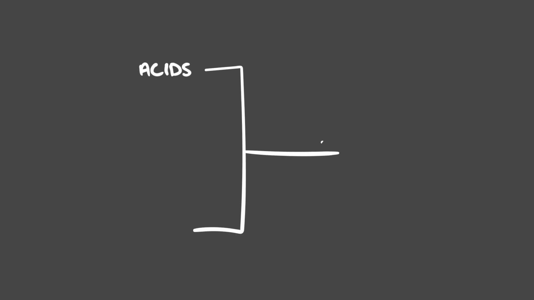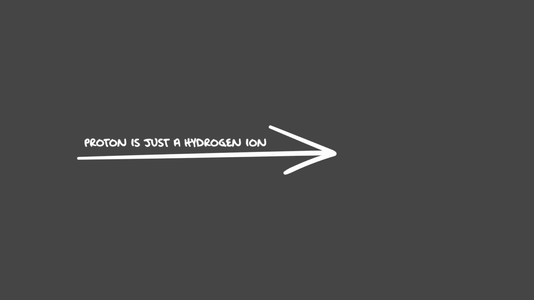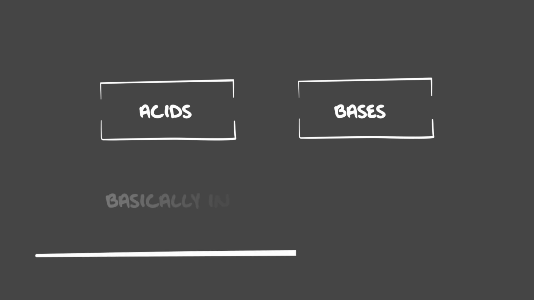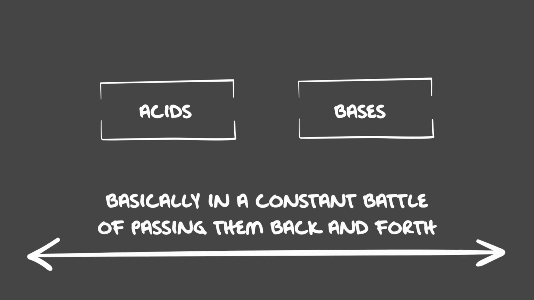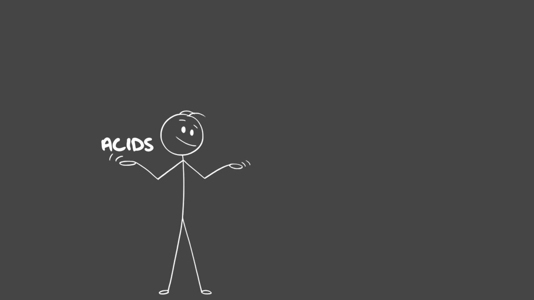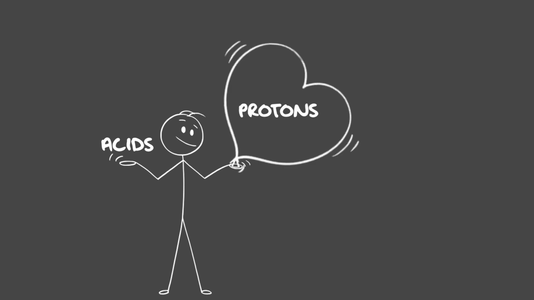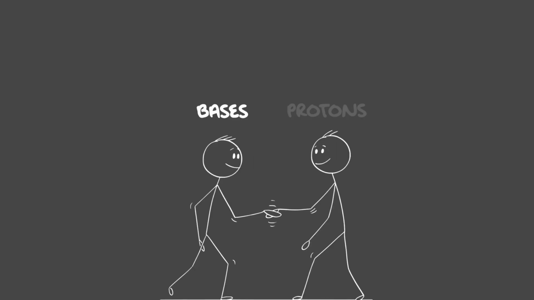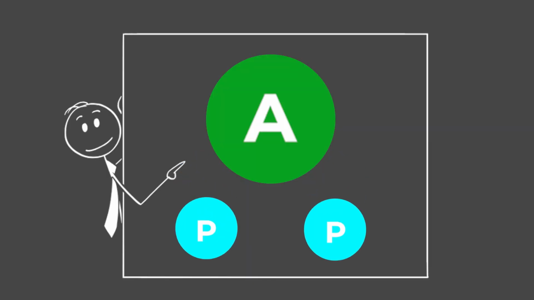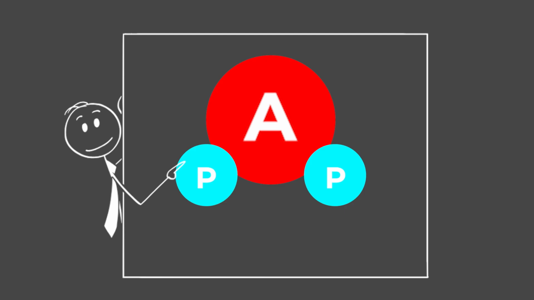When it comes to acids and bases, it's all about protons. A proton is just a hydrogen ion, H+, and acids and bases are basically in a constant battle of passing them back and forth. Acids are generous. They love to donate protons, while bases are more like protons' biggest fans. They love to accept them. The strength of an acid or base depends on how much proton action they're involved in. A strong acid releases a lot of protons, while a weak acid barely does.